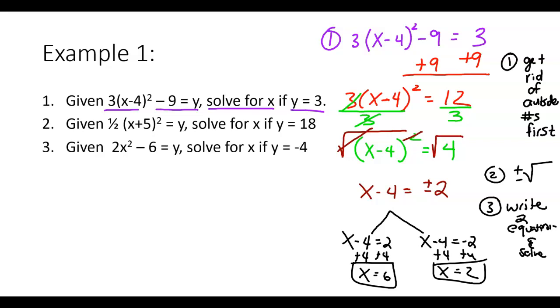All right. So there's your process there. We're just trying to solve for x. That's it. Get rid of outside numbers. Take a square root. Don't forget your plus and minus. Step 3. Write two equations and solve.